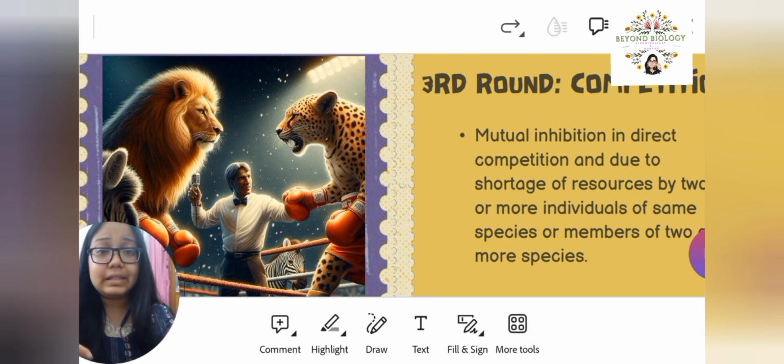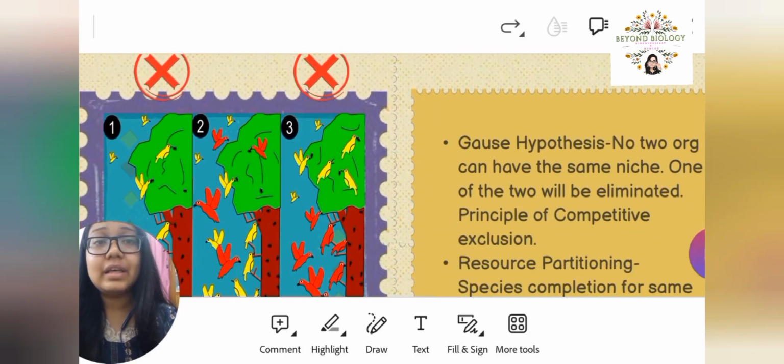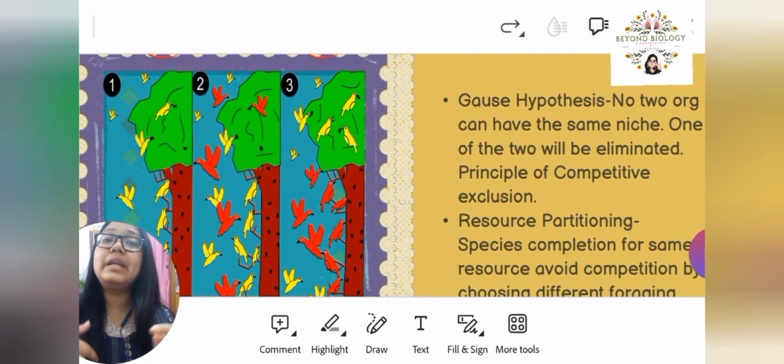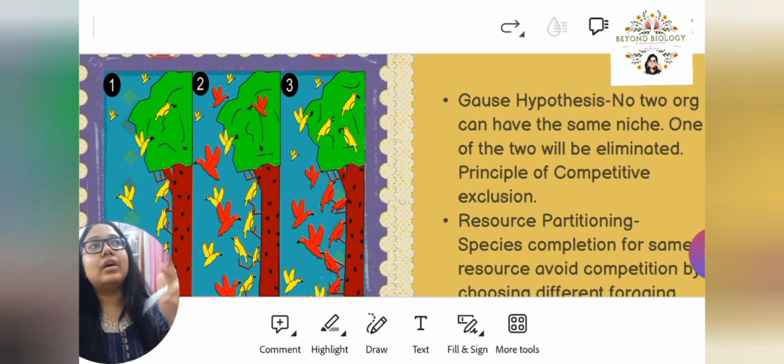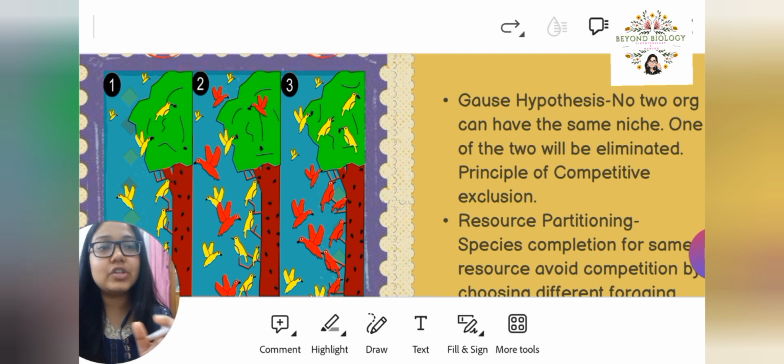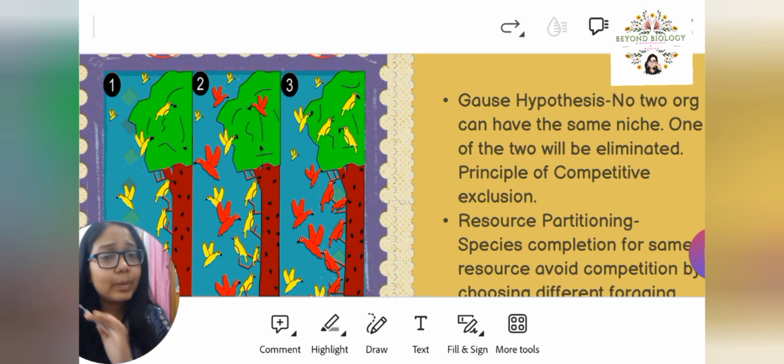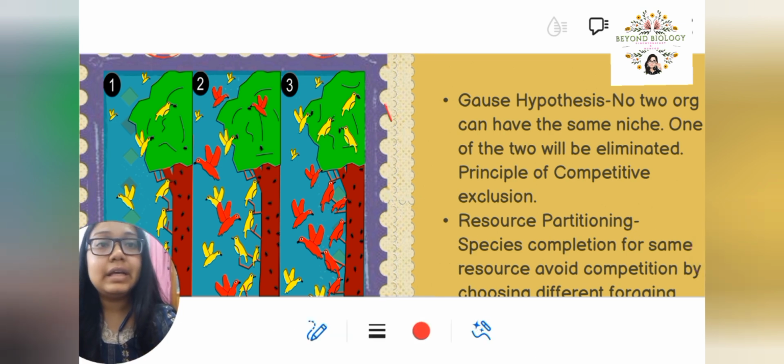Okay, but remember the example I gave, that they cannot share, but this sort of sharing or resource partitioning is also seen. So there is a hypothesis, which is the Gause hypothesis. This Gause hypothesis, my goodness, I will tell you, this question has come so many times. Even last year, 2024, I guess, in NEET.